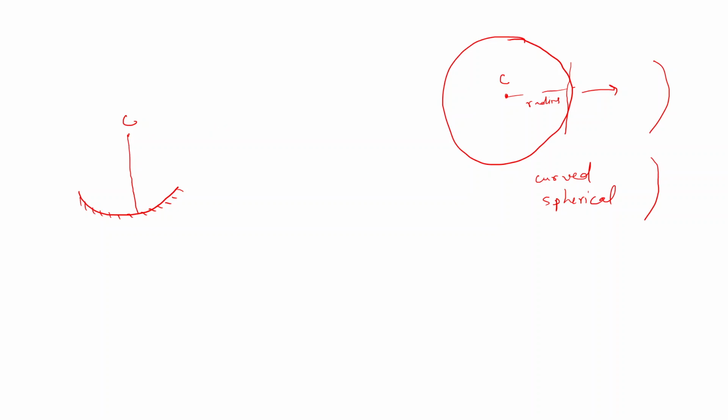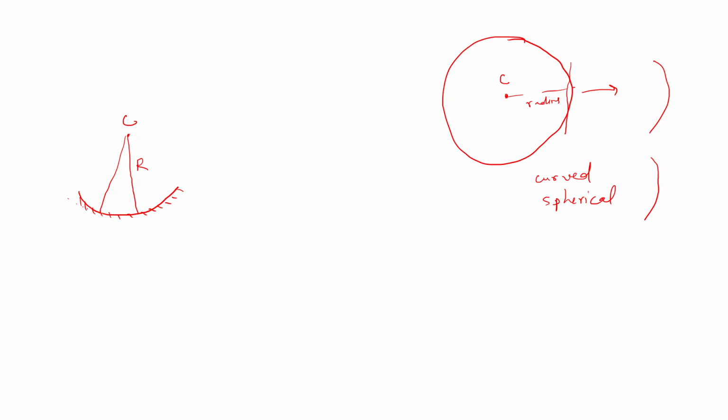This is the center of curvature, and the distance from this center of curvature to any point on this curve is called the radius of curvature. We denote it by capital R. So when we do this to any part of this curve, it's perpendicular. And how to see that perpendicular?